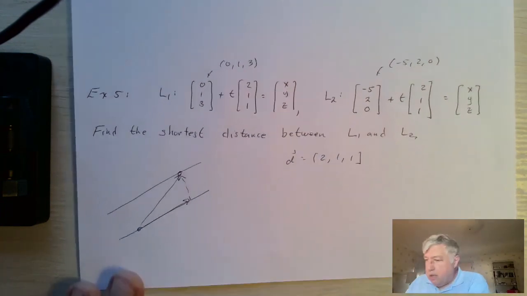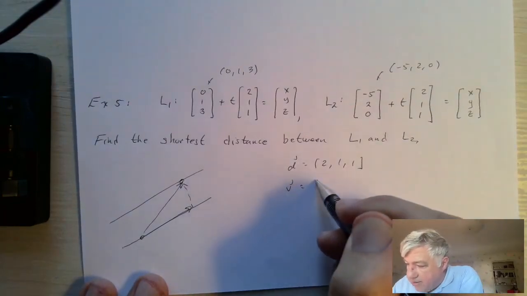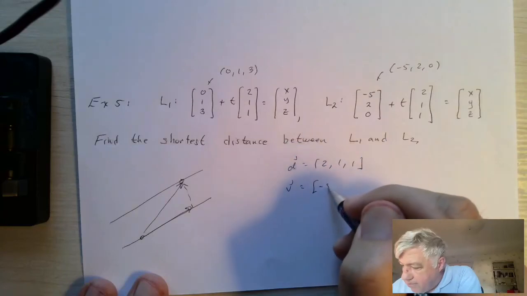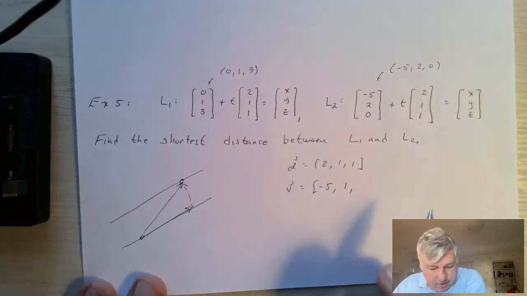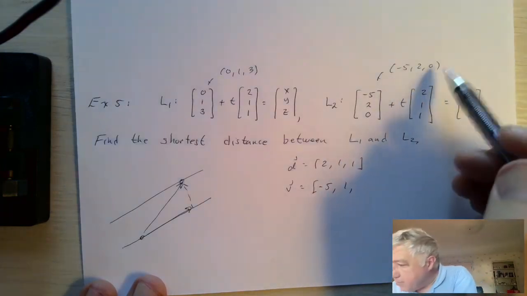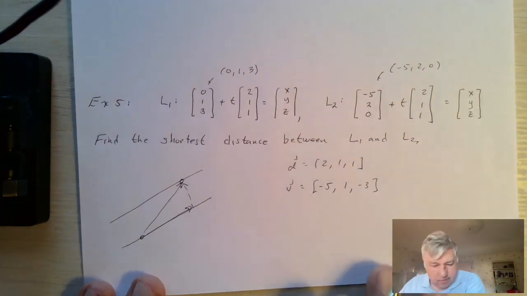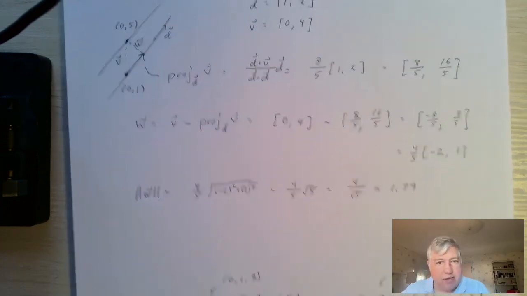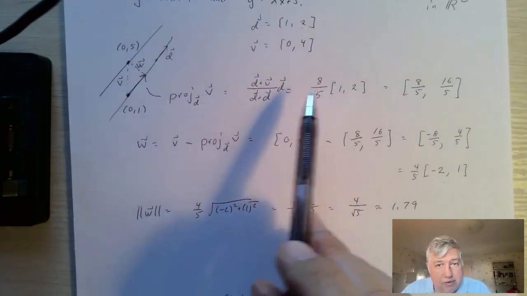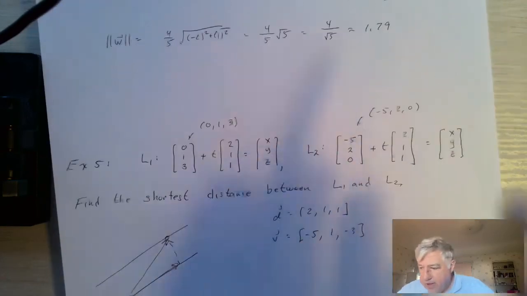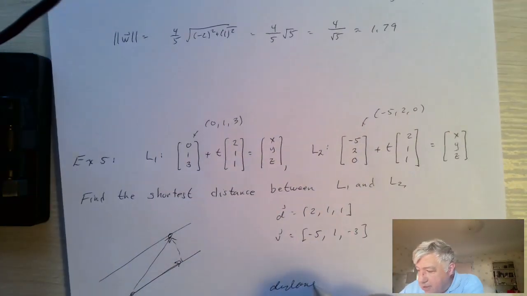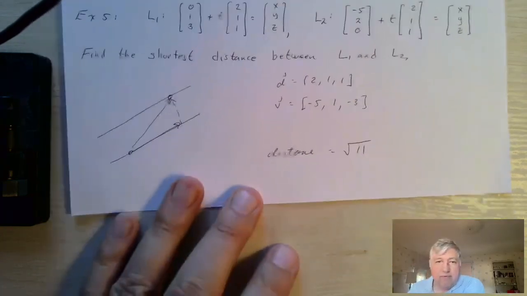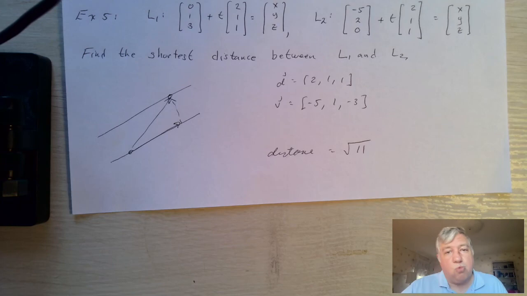Okay, so that's D. V is going to be negative 5 minus 0, 2 minus 1, and 0 minus 3. Okay, and then at that point I'm going to let you finish this up. You basically do the same thing we did up here. We compute the projection and then the difference and the length, and it's going to turn out that the distance is the square root of 11. So I will let you work through that and check my work.